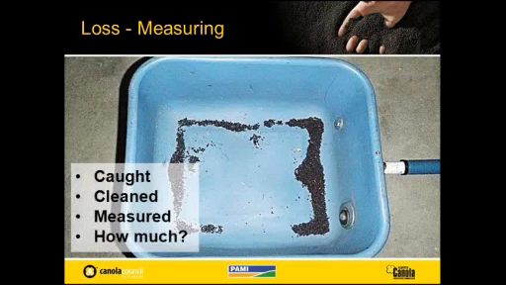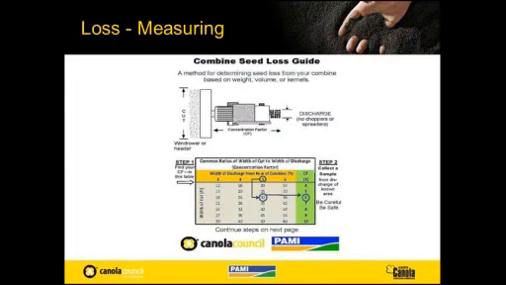Once you've got it sorted out and you've caught it, then you want to look and determine how much it is. And we've provided, and you can find these on the Canola website too, the seed loss guide. And what it is, just a little card that has some charts on it. And the first thing you have to know is you're dropping that material out of your combine, it's landing in a band. Is it 4 feet wide, 5 feet wide, 3 feet wide? That's all you need to know.